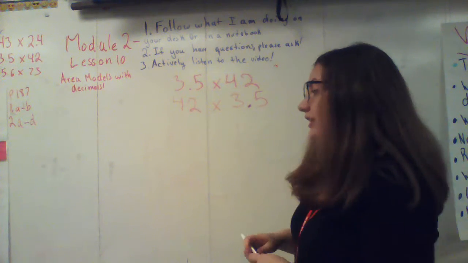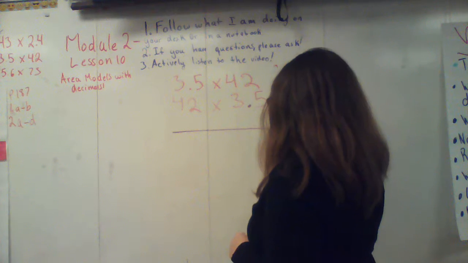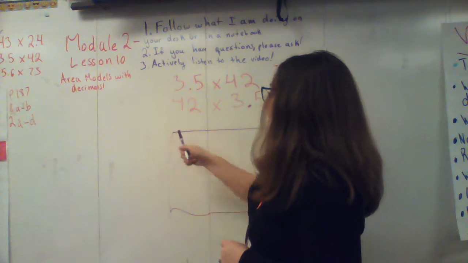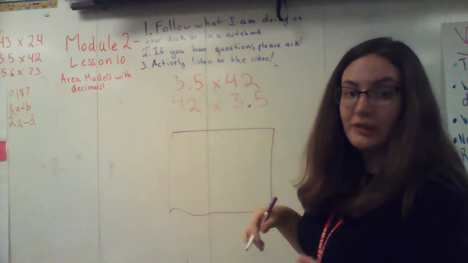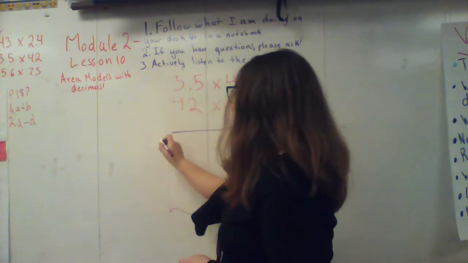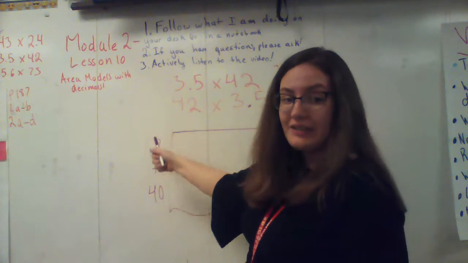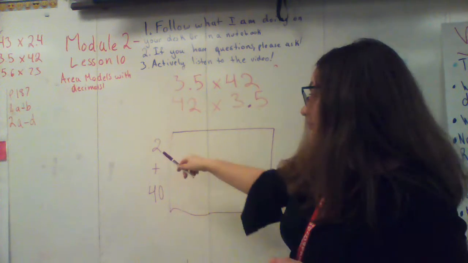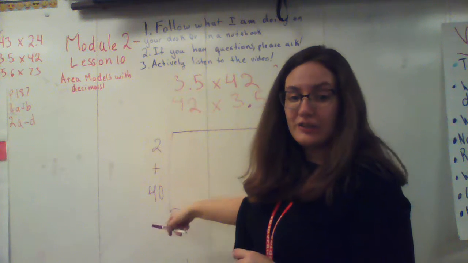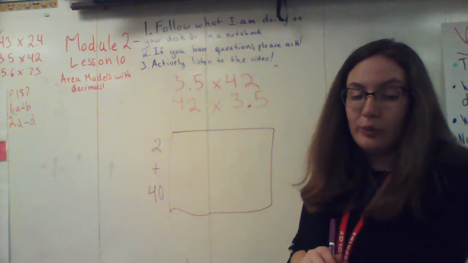But I'm going to show you what our area model is supposed to look like. So I start with drawing my box, and then I take my first factor, 42, and I write that in expanded form. So 42 in expanded form is 2 plus 40. For my whole numbers on the left side, I'm still going to keep it with the smallest number first to the biggest number. Then at the top, I have 3.5.